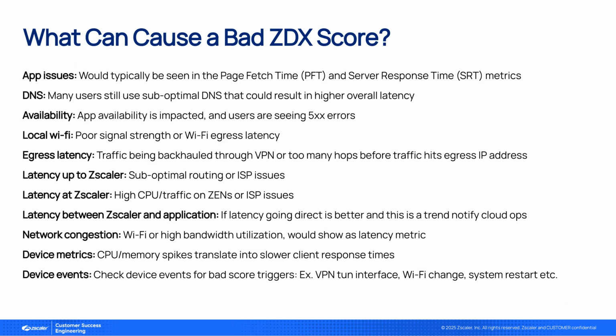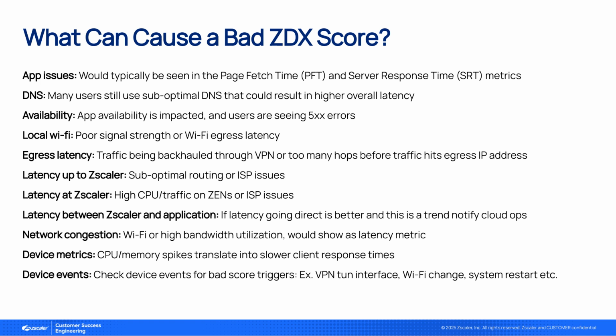Next, let's take a little bit of time to talk about ZDX score. A ZDX score is a number on a scale of 0 to 100, which measures perceived user experience when accessing applications, with the lowest numbers indicating a poor score and the highest numbers indicating a good score. Scores fall into one of 3 categories: good, for scores above 65% represented in green in the ZDX admin UI, OK for scores between 34 and 65% represented in orange, poor for scores below 34% represented in red.